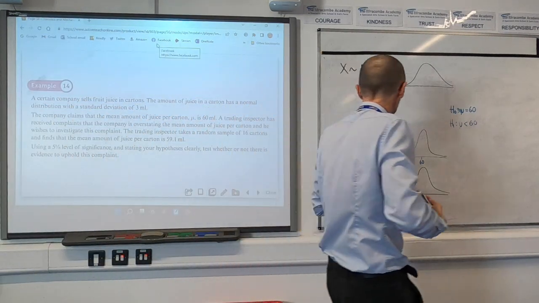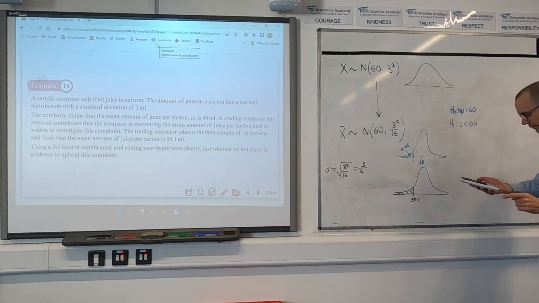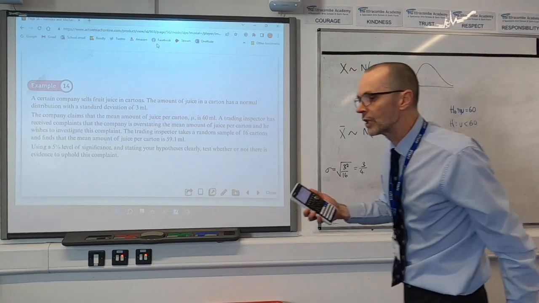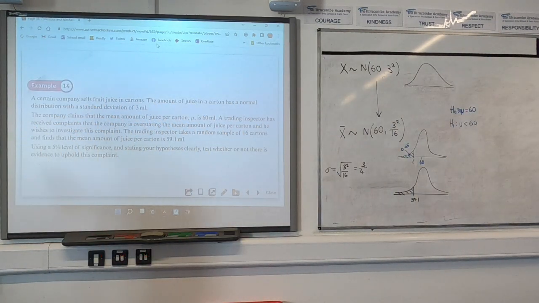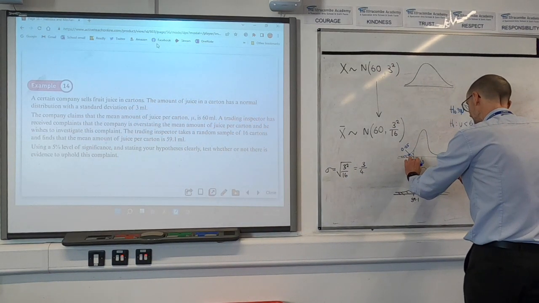So the key thing though to remember is that we're entering this value, or the square root of that value, which in this case is 3/4, as our standard deviation, not 3. So when I look up the critical value, which isn't a probability, so I'm not going to go to 4 decimal places, I get 58.8.